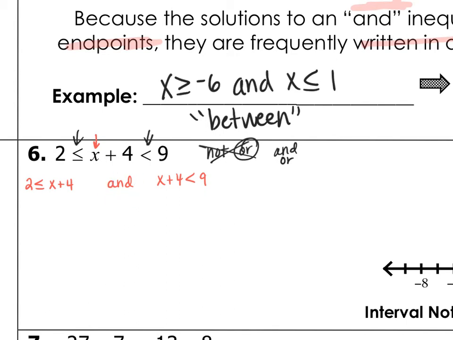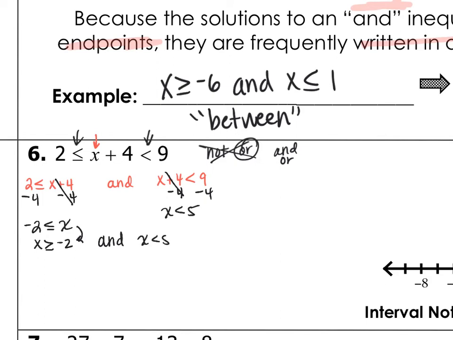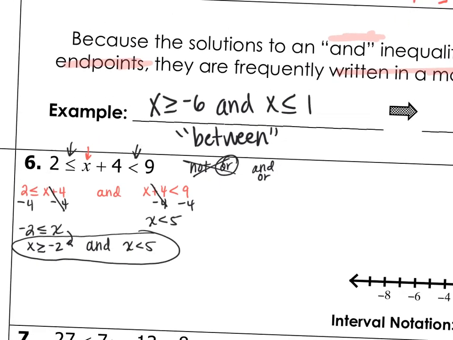Let's solve each one. Subtract 4 from both sides, and we get that -2 is less than or equal to x, or we could say x is greater than or equal to -2. So these mean the same thing. And over here, subtract 4, x is smaller than 5. So let's put that over here. We have x is greater than or equal to -2, and x is smaller than 5. So when x plus 4 is between 2 and 9, x must be bigger than or equal to -2 and smaller than 5.